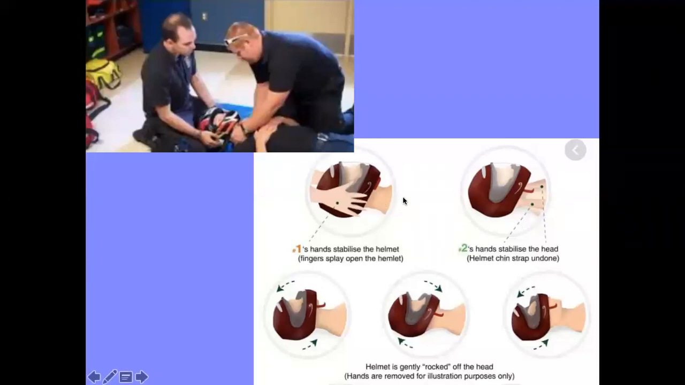As you can see the sequence here, first of all, you will curl the fingers on the side of the helmet and pull the sides apart so that he can move the helmet above the ears. And then by a rocking movement of the helmet, he will try to lift the helmet off the chin first and then off the occiput later. So that's how you have to remove it, one after another, in a sequential manner. At the same time, while you're rocking the helmet, one should be taking care that the neck is not moved. Henceforth, this second person will be stabilizing the patient's neck.